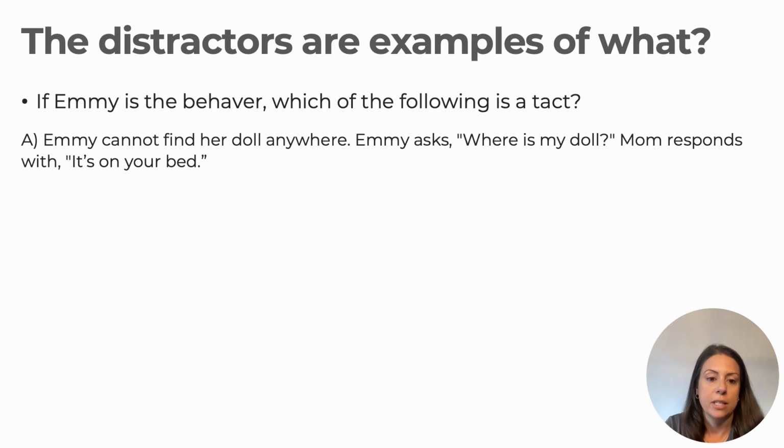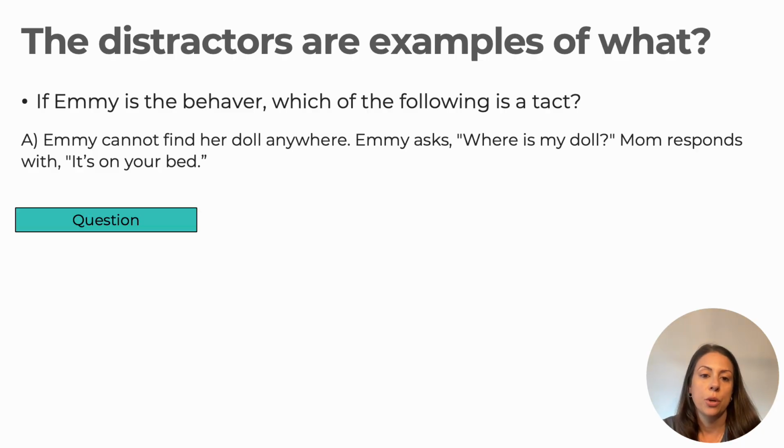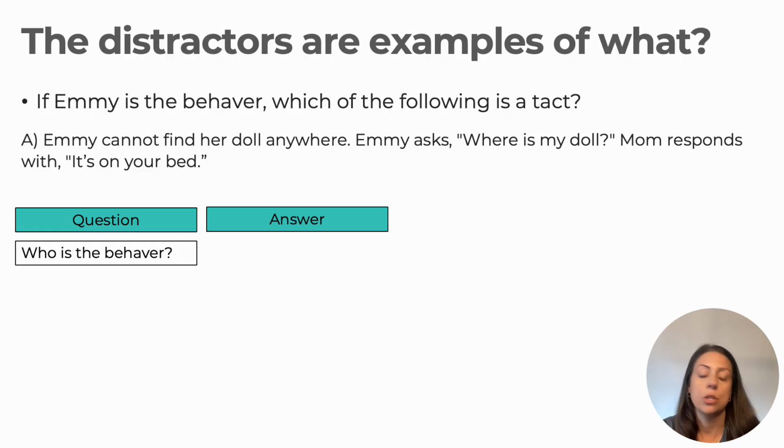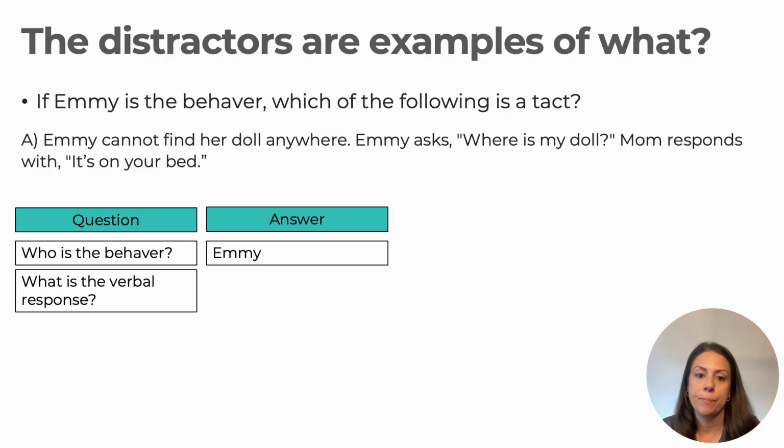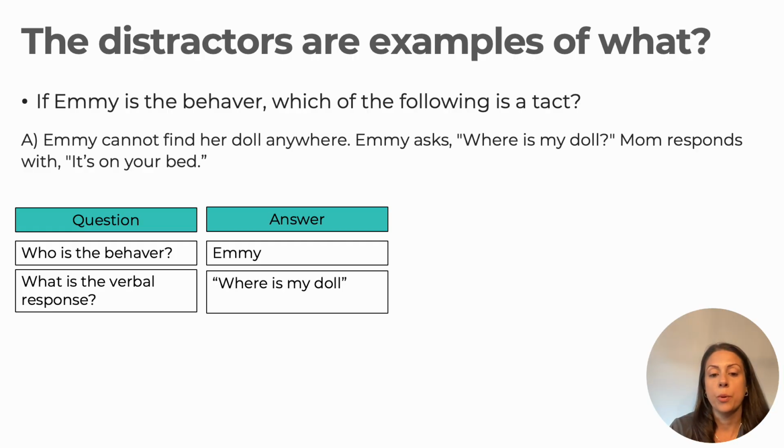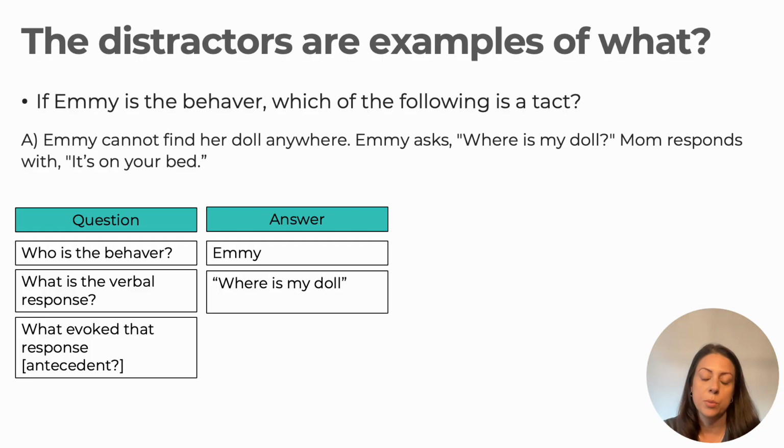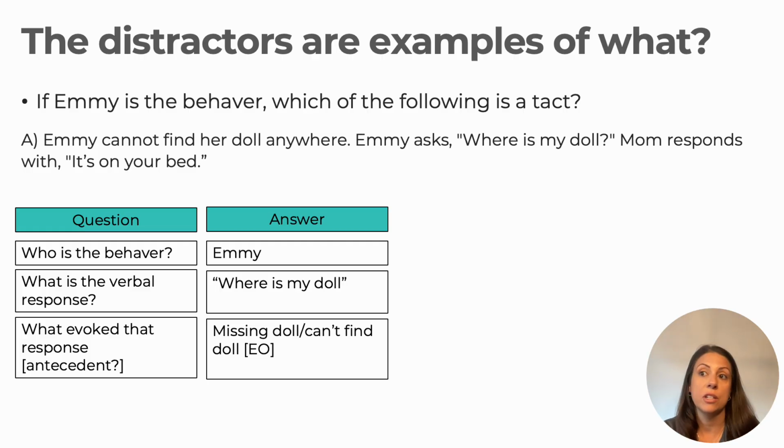Okay, the first answer choice is this. Emmy cannot find her doll anywhere. Emmy asks, "Where is my doll?" And mom responds with, "It's on your bed." Let's go through some of those questions you can ask yourself that I mentioned earlier. So the first question is, who is the behavior? We know that's Emmy. What is the verbal response? In this answer choice, Emmy says, "Where is my doll?" What evoked that response? In this case, it seems like she can't find her doll. So I might say this is an EO.